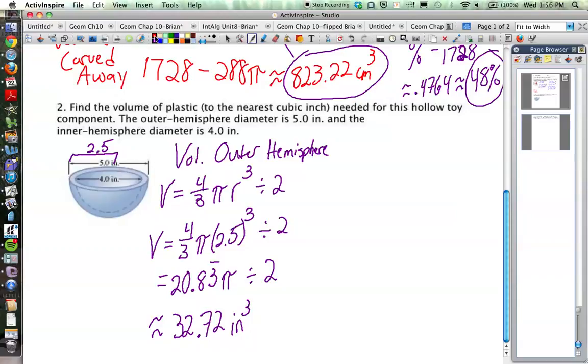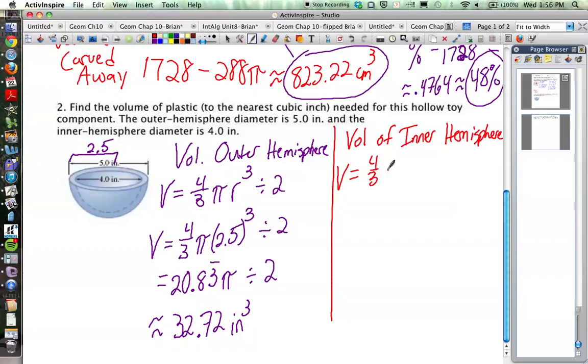Let's now find the volume of the inner hemisphere. Same sort of calculation. We're going to take the volume, which is 4/3 times pi times r cubed, and it is a hemisphere, so we'll divide that by 2. And this time, notice the diameter is 4, so the radius of this one would be 2. So 2 is going to be the radius that we're going to use. So 4/3 times pi times 2 cubed. And again, we're dividing by 2 at the end since it's a hemisphere.